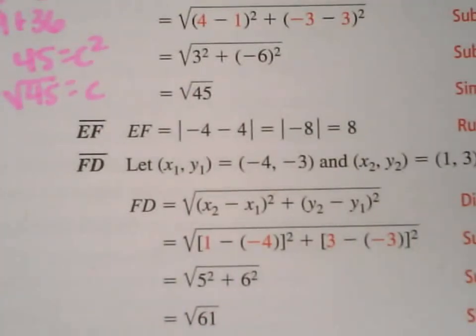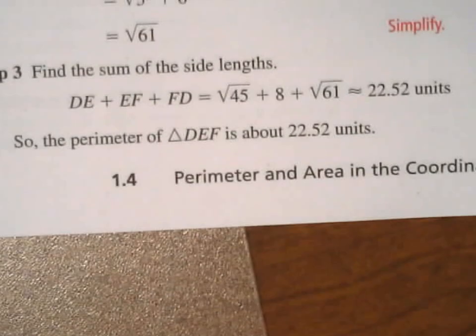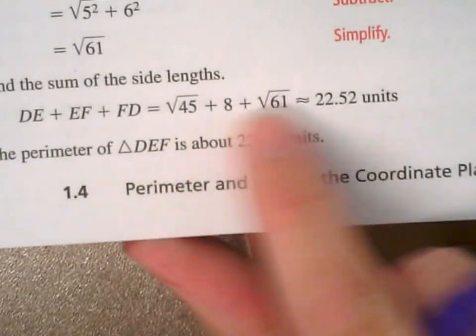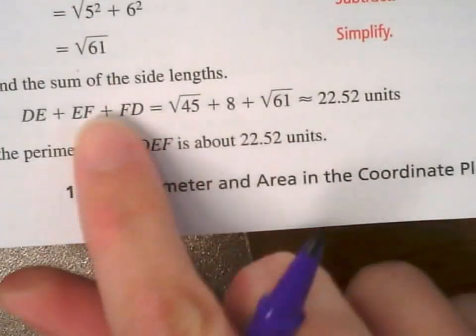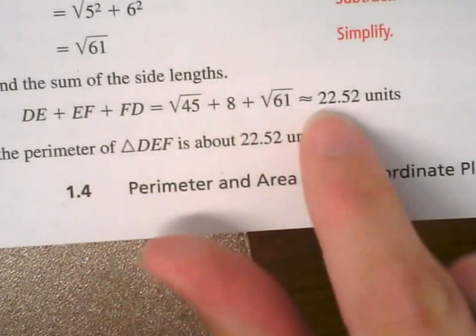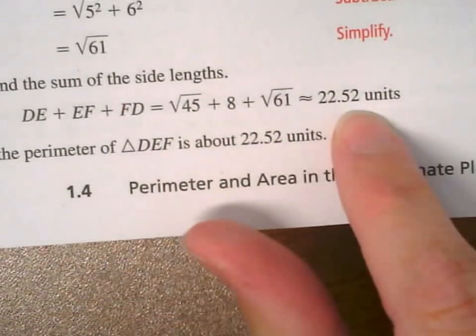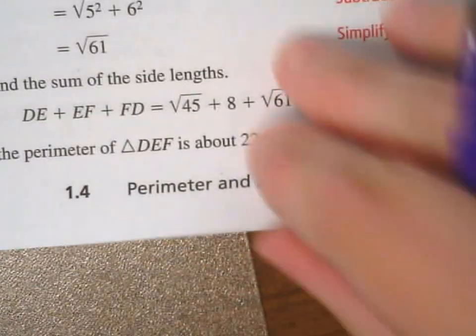And then our goal is just to add up everything. So you can see down here, they just added up the 3 things. You're going to have to use your calculator to get estimations for these and add them up. Okay, we're going to do 2 more examples.